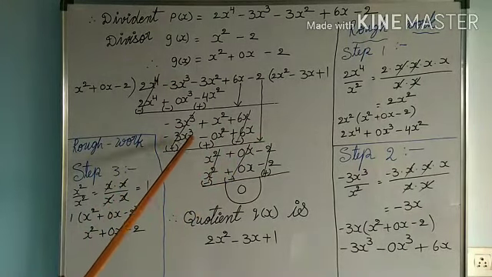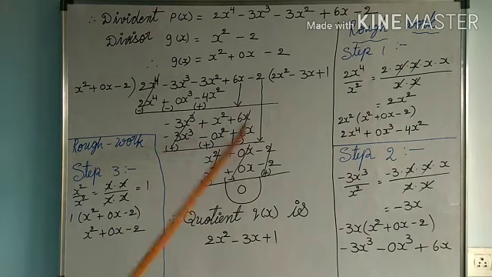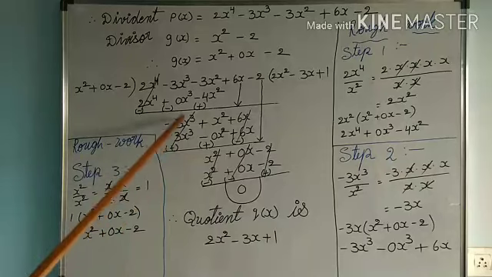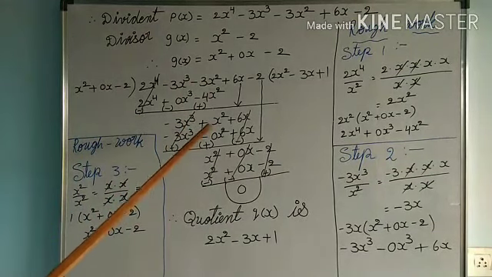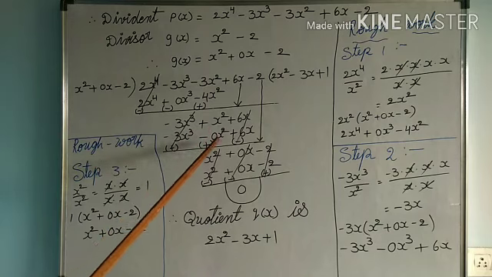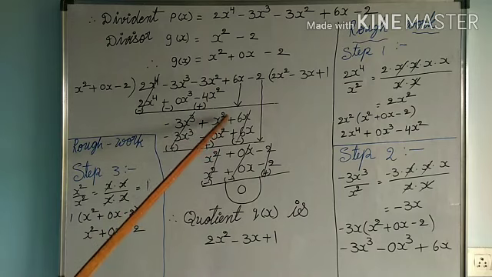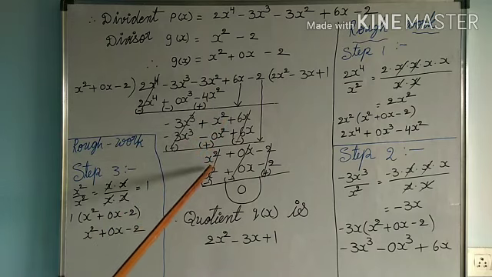Minus changes into plus, minus changes into plus, plus changes into minus. One is negative, one is positive, same value. So that's why they cancel. Next, plus x square. Here it is 0, no value. So as it is, only the x square term is left.